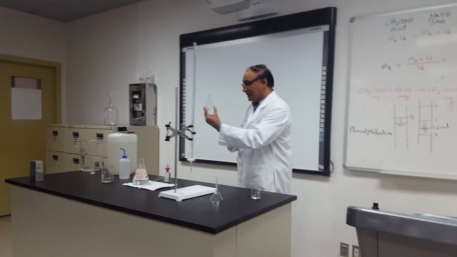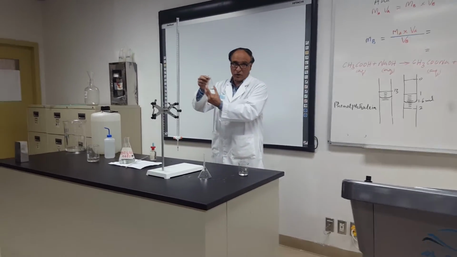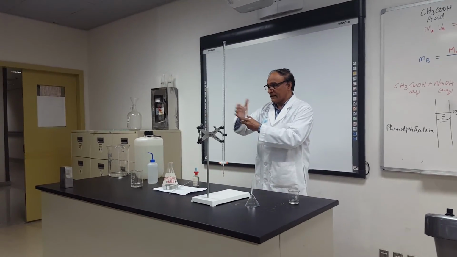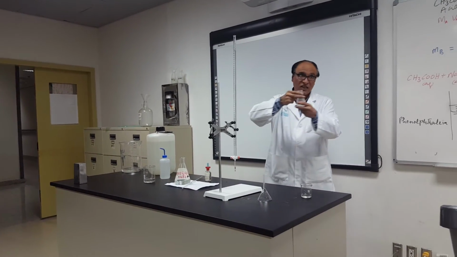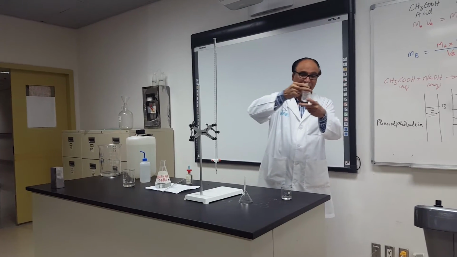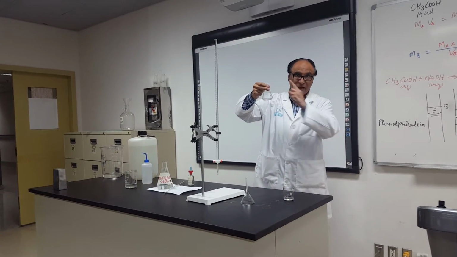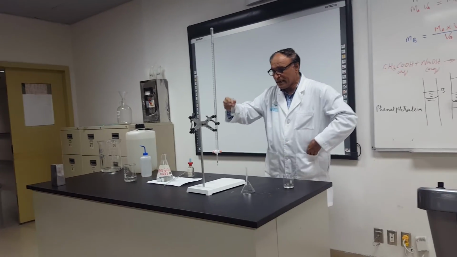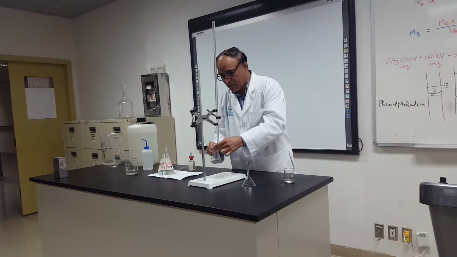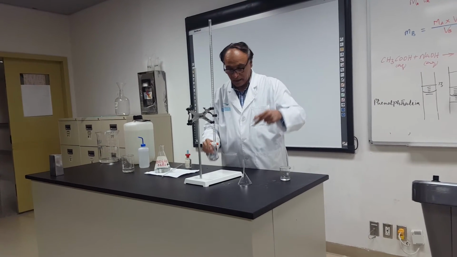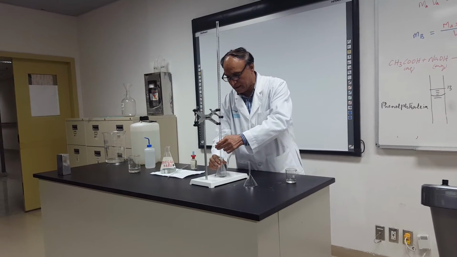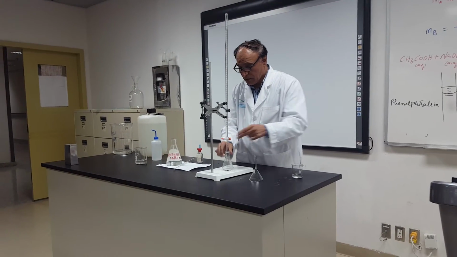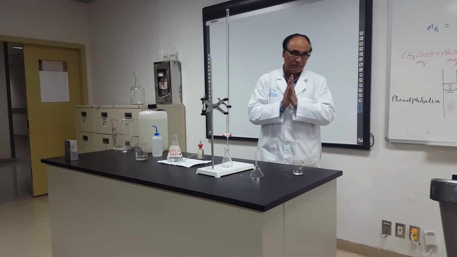The flask, I will hold it from the top, not like this, and not shake like that. I will hold it with the 3 fingers from the top, from the neck, and swirl it. Don't shake it. Swirl means like that. Similarly, I will hold this one with the 3 fingers, and I will put it back into that. Right? So look over here. Now everything is ready.